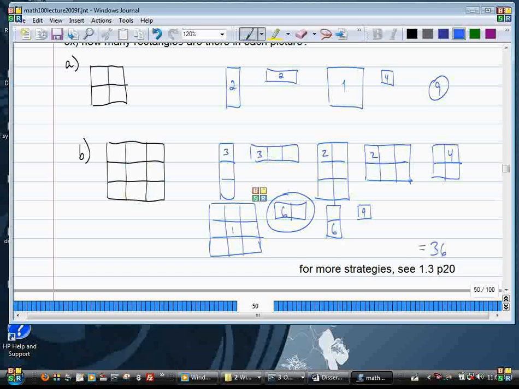Okay. So there are 36. So notice that when we first looked at this picture, nobody guessed anywhere nearly as high as 36.